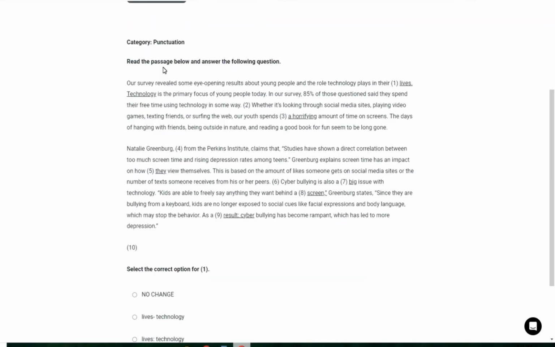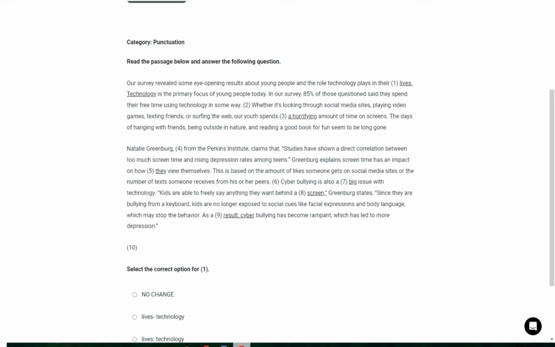First thing that we need to do is read the first paragraph, and honestly we can read both, but let's just start with the first paragraph. So here we go. Our survey revealed some eye-opening results about young people and the role technology plays in their lives. Technology is the primary focus of young people today. In our survey, 85% of those questioned said they spend their free time using technology in some way. Whether it's looking through social media sites, playing video games, texting friends, or surfing the web, our youth spends a horrifying amount of time on screens. The days of hanging with friends, being outside in nature, and reading a good book for fun seem to be long gone.